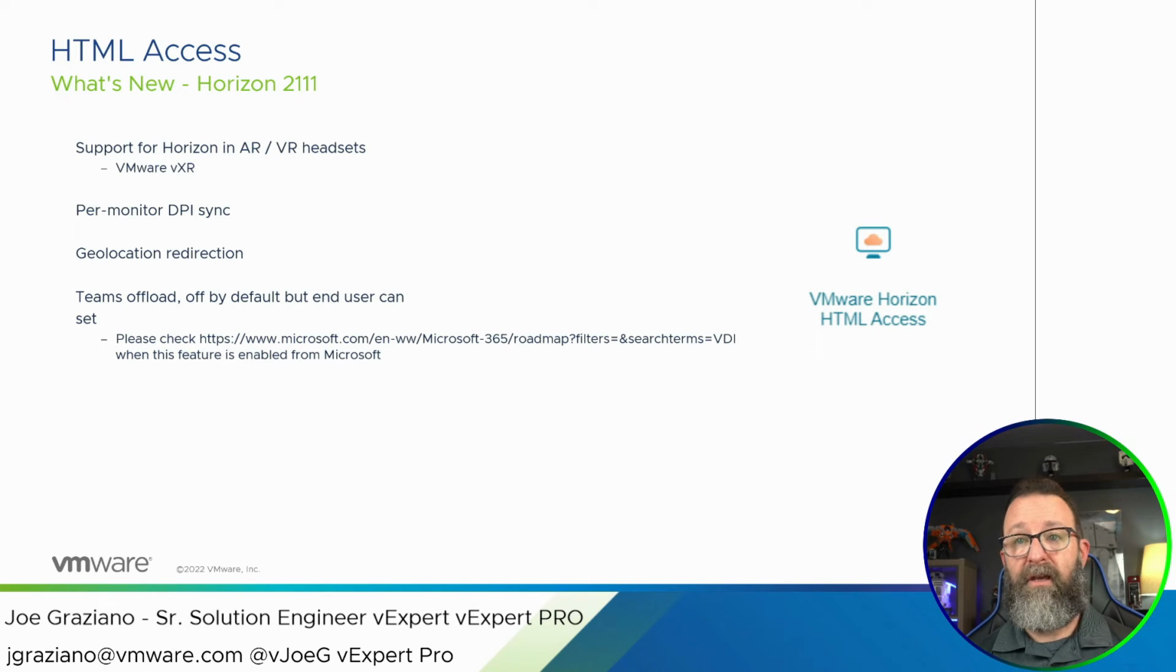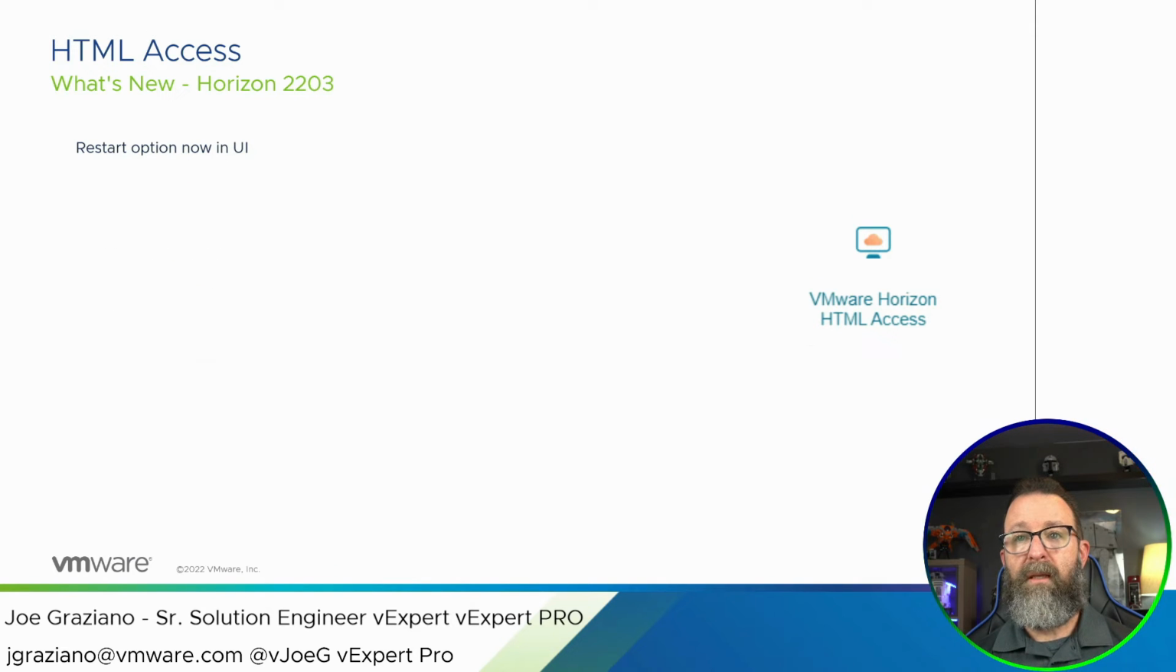So how about HTML access? VMware's VXR, VR and AR headsets are now supported. Again, the per monitor DPI sync that we've seen in some of the other settings. Geolocation as well, and Teams offload. It's worth noting, feel free to screenshot this, it's off by default, but you can set it in order for Teams offload to be available. So check out the link here if you have further questions about that. And then in 2203, we added the restart option just like we did for Chrome.